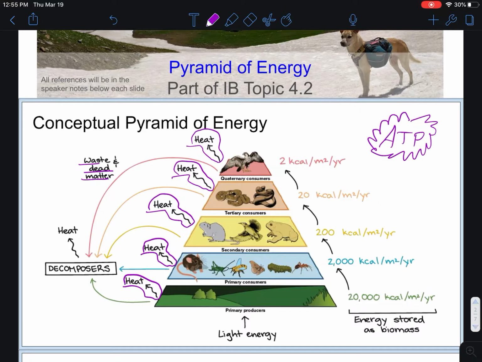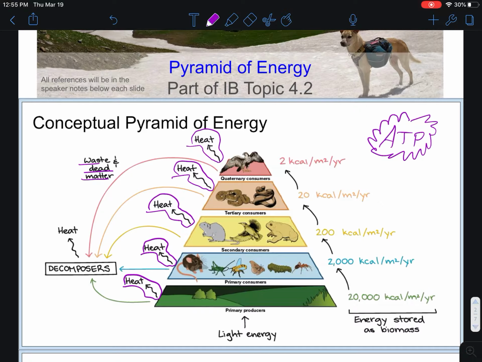That waste and dead matter will go towards decomposers, who will do the final release of energy as they break down those molecules and release the rest of the energy as heat, and release some of the molecules like nitrogen and phosphorus back to the primary producers.